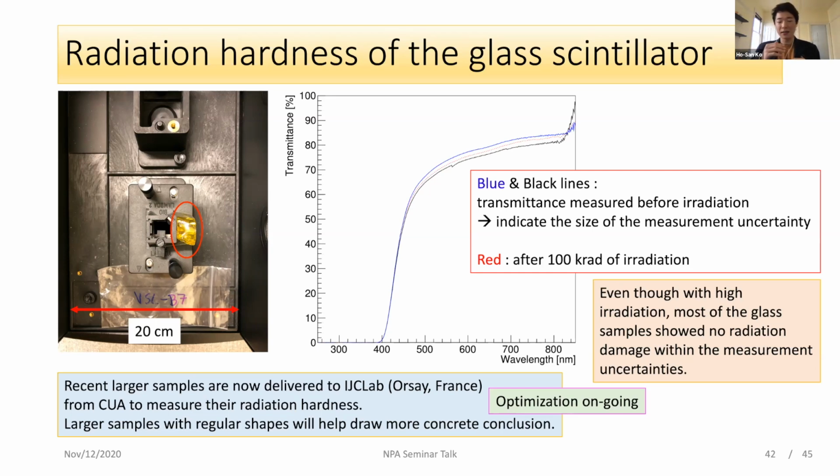This kind of uncertainty exists because, as you can see on the left, the sample was a prototype, an early sample, that was very small and had an irregular shape. From here, I cannot draw a concrete conclusion, but I can at least say we are off to a good start. It seems that the material is radiation hard. But to draw a more concrete conclusion, we need a larger and more uniform sample, and they have recently been delivered to the IJC lab, and we'll test the radiation hardness of a larger sample.